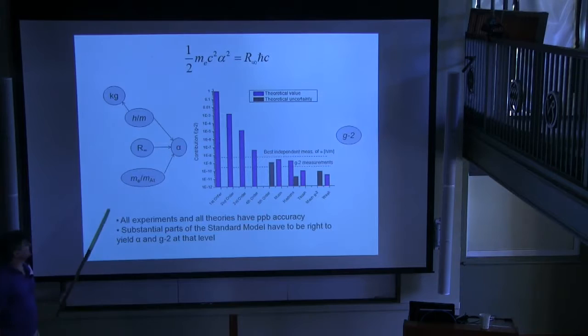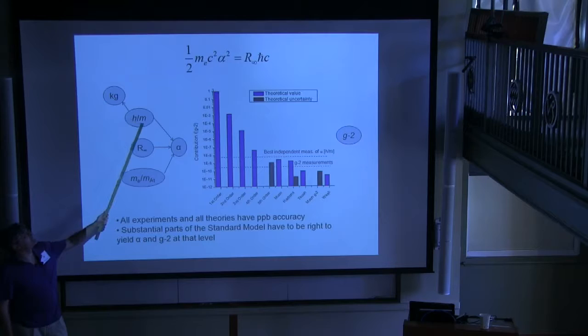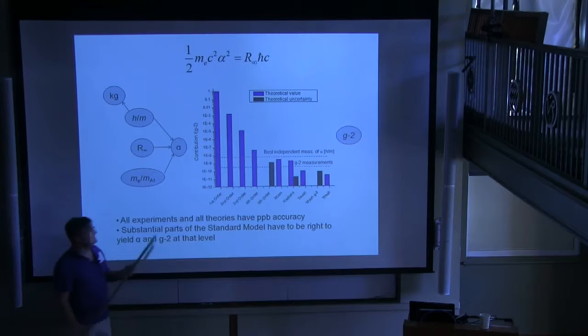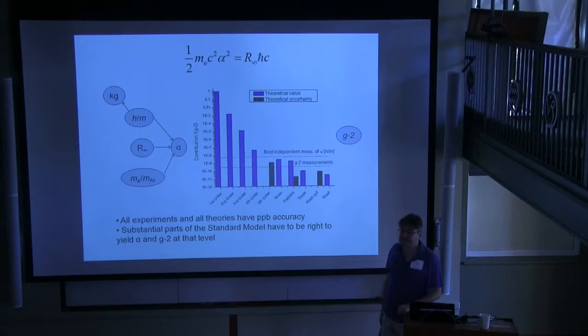My atom interferometer doesn't work with electrons, it works with atoms, but fortunately the ratio of electron to atom masses is now known to better than 0.1 part per billion thanks to the efforts of Klaus Blaum in Heidelberg. Okay, the Rydberg constant is known, it's the most accurately known fundamental constant by some definition, known to 11 digits of precision thanks to mostly Ted Hänsch's effort, and so what remains to be measured is h over m. Once I know these, I can calculate alpha, and then I can insert that, or Kinoshita can, in an extremely complex calculation using many parts of the standard model, not just quantum electrodynamics, involving more than 10,000 Feynman diagrams. This is a tremendous effort, and I get G minus 2.